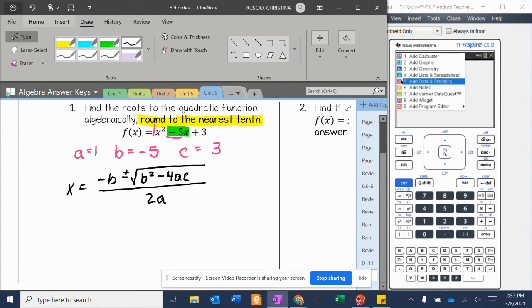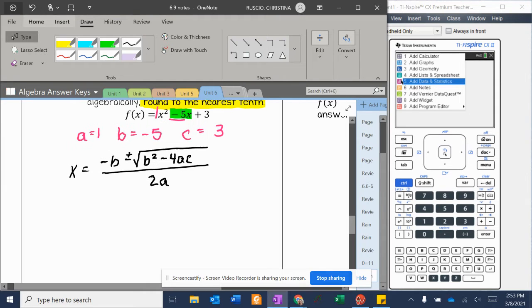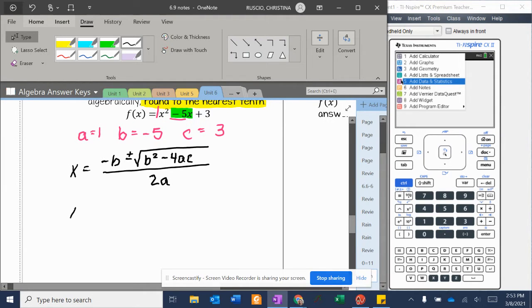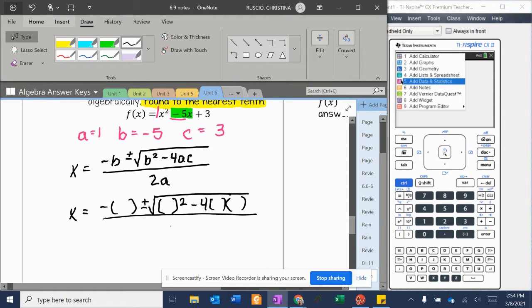Wow, that was some seriously awesome singing. Okay, so now we have this formula. My next step is to write this equation every single time I see a variable. I'm going to put parentheses. So x equals negative parentheses plus or minus the square root of parentheses squared minus 4 parentheses all over 2 parentheses.